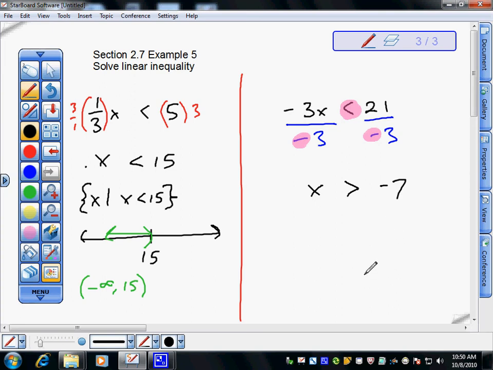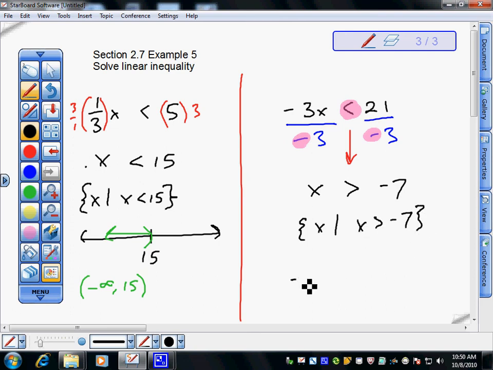For exactly the same reasons that a negative 5 being less than 6, when we divide it by a negative 2 or times it by a negative 2, the symbol is going to change. So this is the key piece right here. Whenever you multiply or divide by a negative, your inequality will change. I can use the solution set very quickly: x such that x is greater than a negative 7.